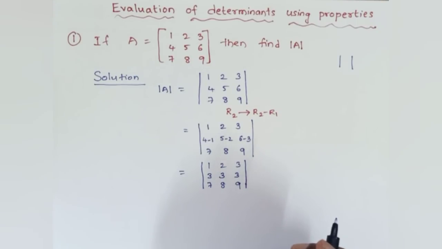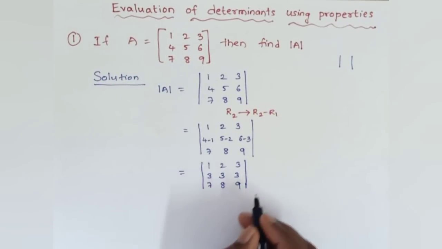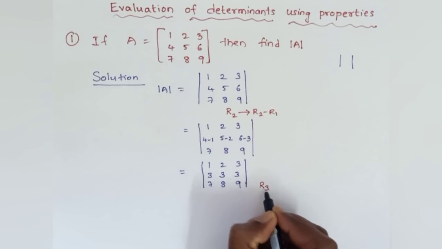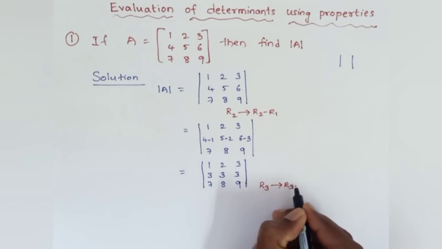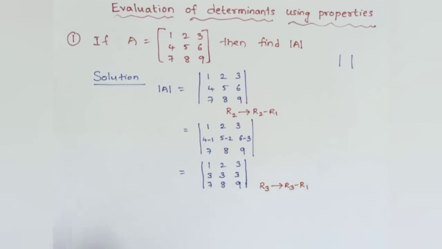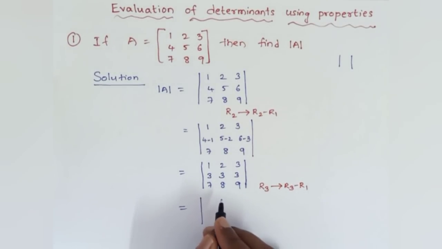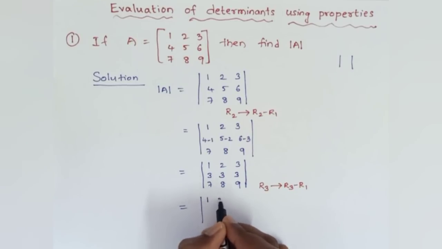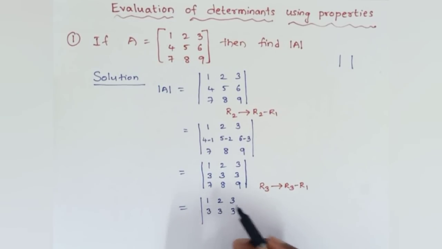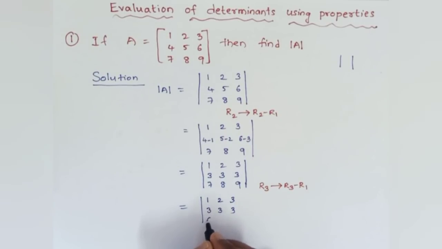Next, you can apply one more operation for the third row also. Here I am changing row 3 as row 3 minus row 1. So there is a change in only the third row. The first row and second row are the same, 1, 2, 3 and 3, 3, 3, and the third row becomes 7 minus 1, it is 6, 8 minus 2, 6, 9 minus 3, 6.